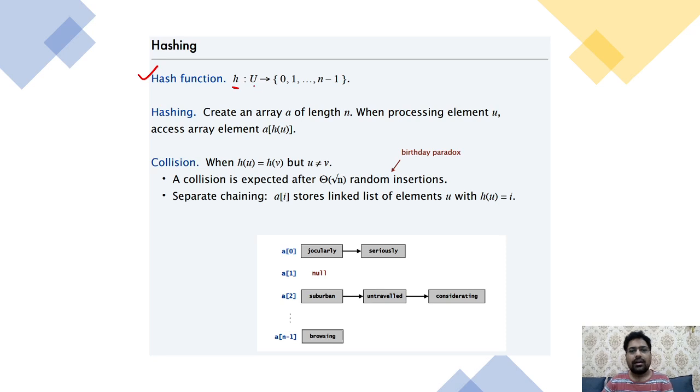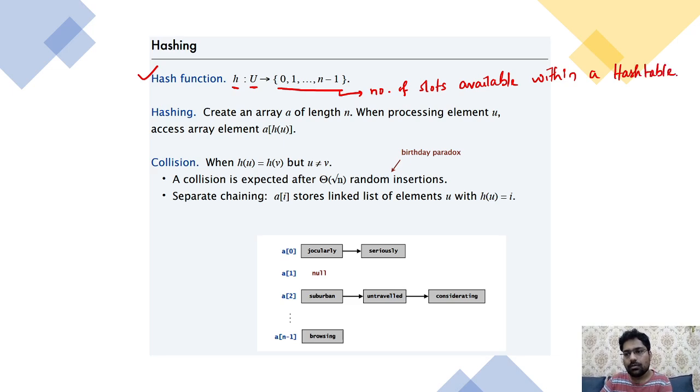Hash function is like the universe getting reduced, as I told you, from the universe to this many number of buckets or slots available within a hash table. Clear? So this is what we can say is the number of slots available within a hash table.